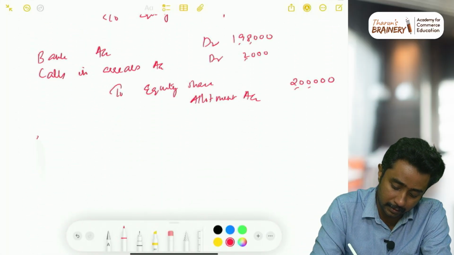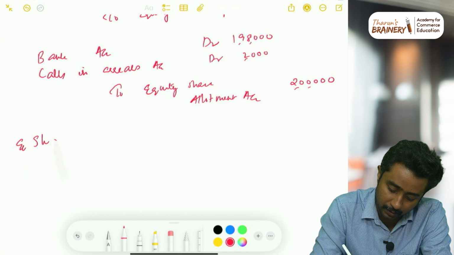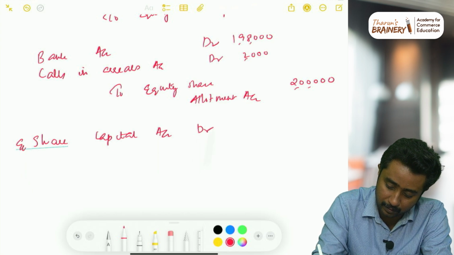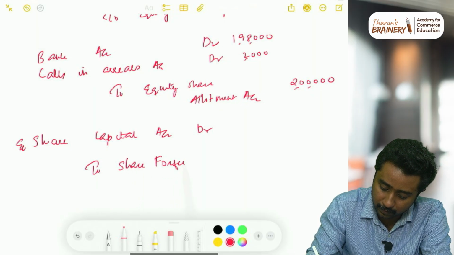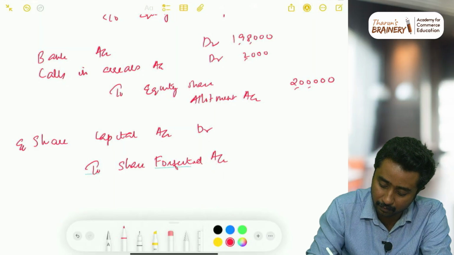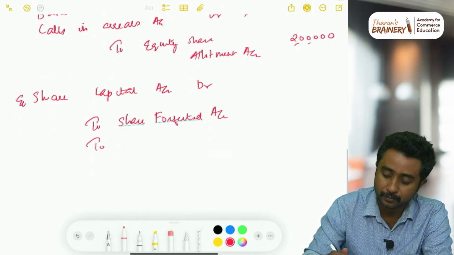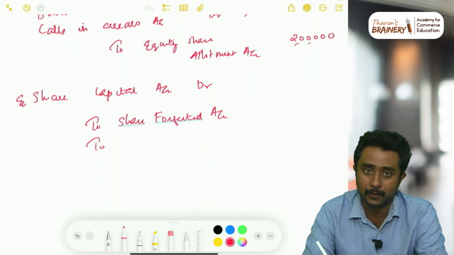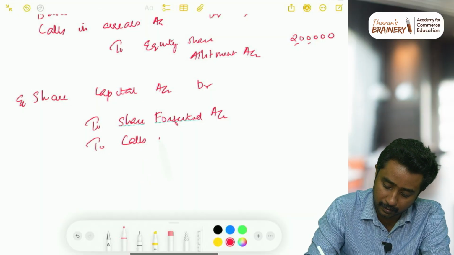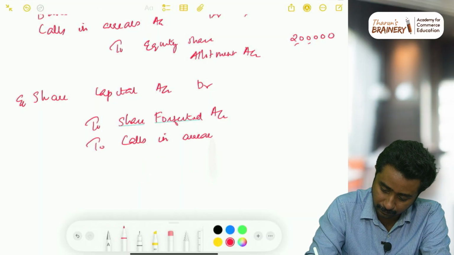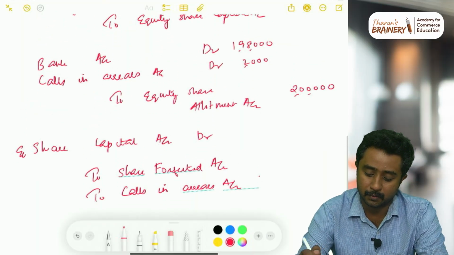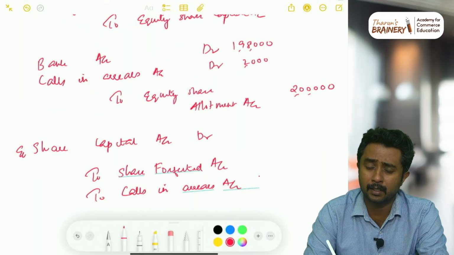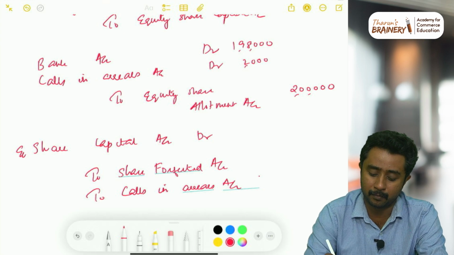Cancelling the shares entry is equity share capital account debit to share forfeited account and to, what should be right? What do you think? Obviously calls in arrears account. In equity share capital account, what we are supposed to write here is the total face value that you have asked from Ramesh so far.